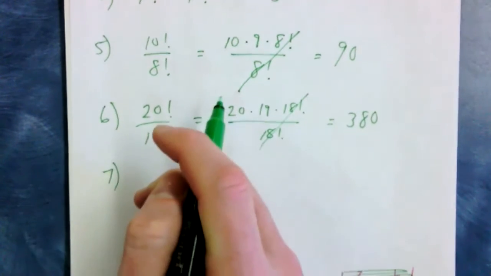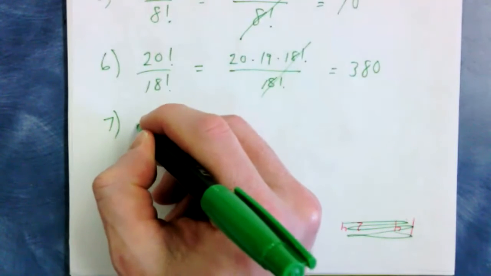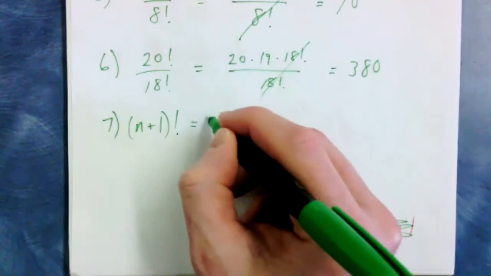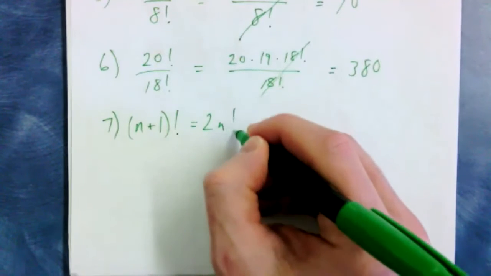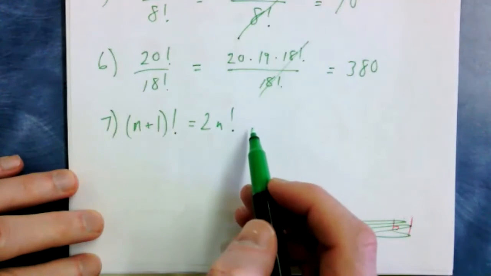Number 7, these are the trickier ones for sure. So number 7 is n plus 1 factorial equals 2n factorial. Now, at first blush, it's like, what in the world? How does this make sense? Look for things to cancel.